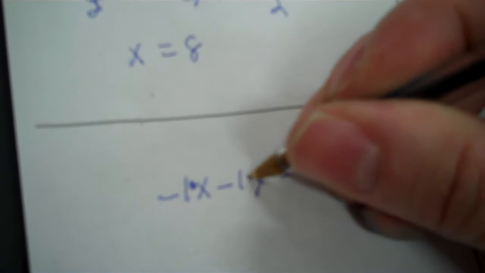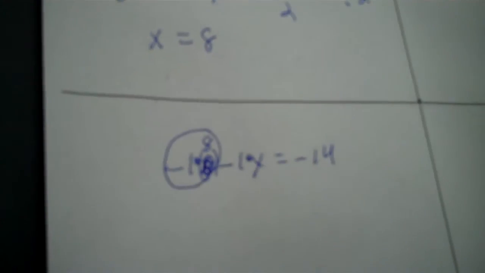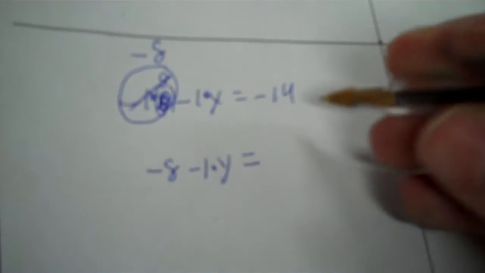Okay, now write this top equation. So negative 1x minus 1y equals negative 14. So we put the times dots in. Negative times, minus, times. So you got all the operations. So x equals 8. So now we go to the x and replace it with 8. And we take negative 1 times 8. So negative 1 times 8 is negative 8. So we got negative 8, and then minus 1 times y, and then negative 14.